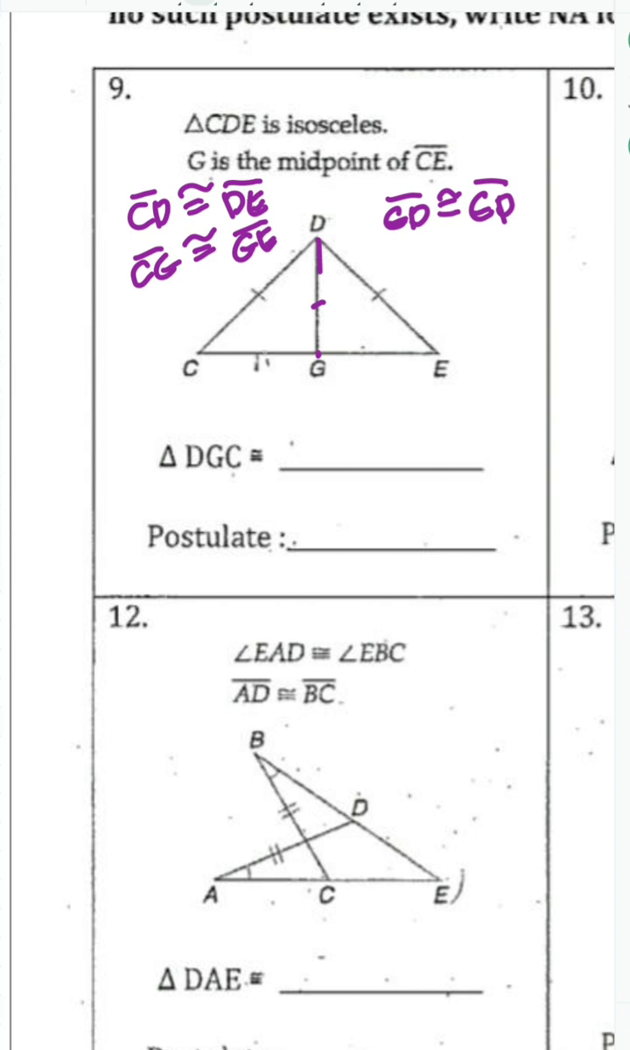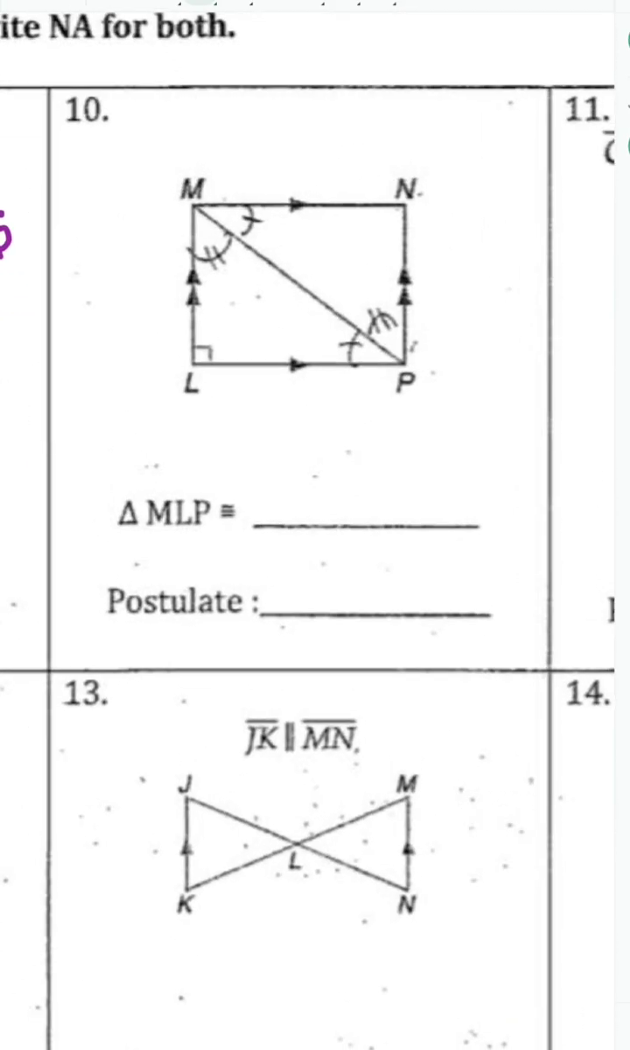So all the sides now are congruent. This one is congruent to this. This one is congruent to itself. Therefore, triangle, okay, DGC is congruent to triangle DGE. Side, side, side. Side, side, side congruence. Then for number 10, okay. Oh, number 10.